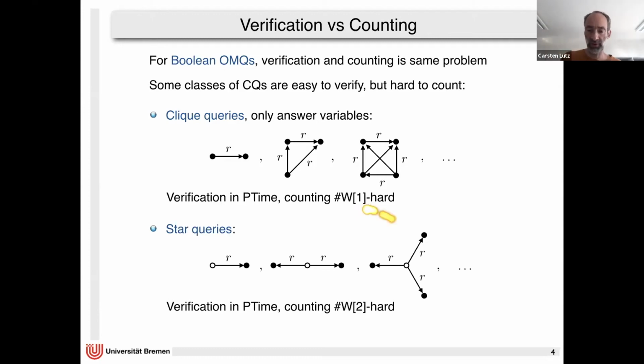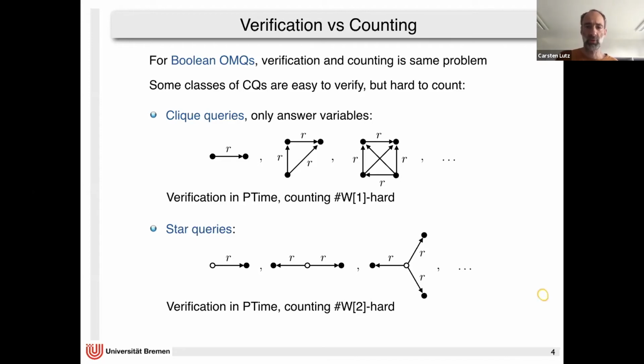The second class of queries that I would like to mention are star queries. To understand why I call them star queries, let's look maybe at this query here. There it's most obvious. So what is this? Well, we have at the center of the star a variable which is a quantified variable now. And at the end of all these rays here, we have answer variables. As you go along through this class of queries, the number of answer variables will increase. Then it's again not super hard to see that verification is possible in polynomial time. But counting is even harder now. It's sharp W2 hard.